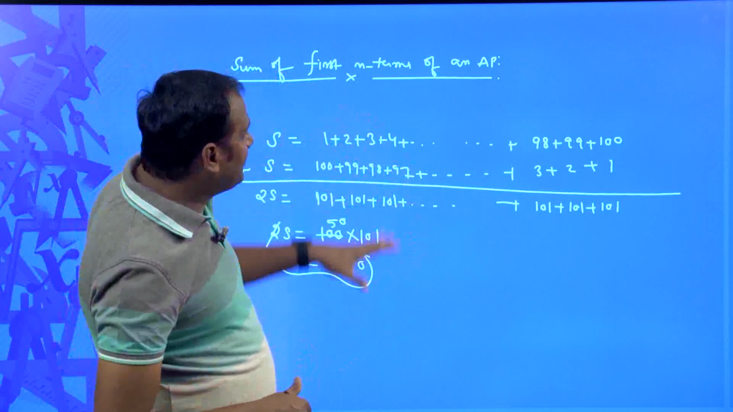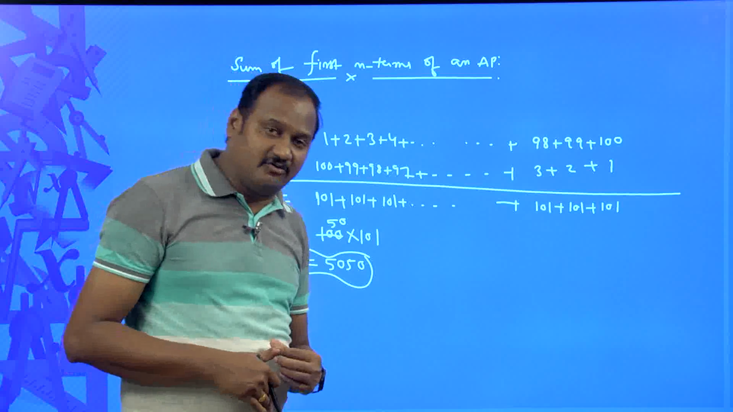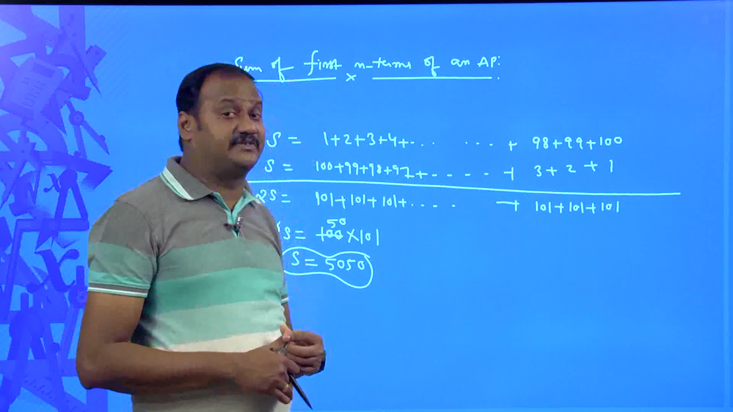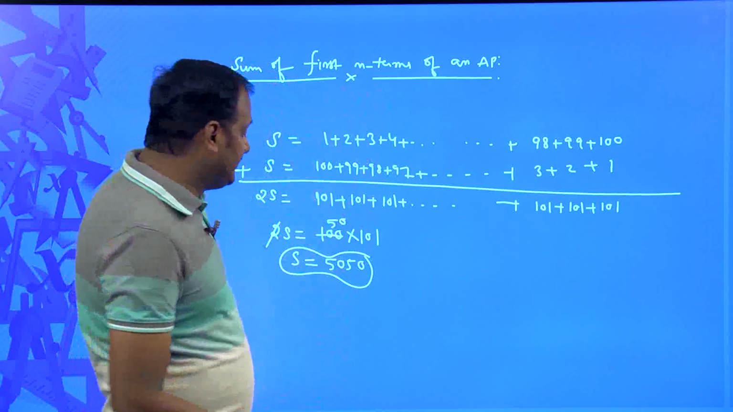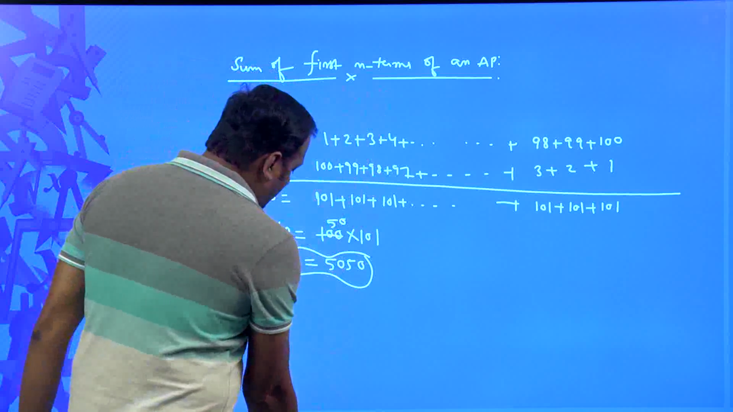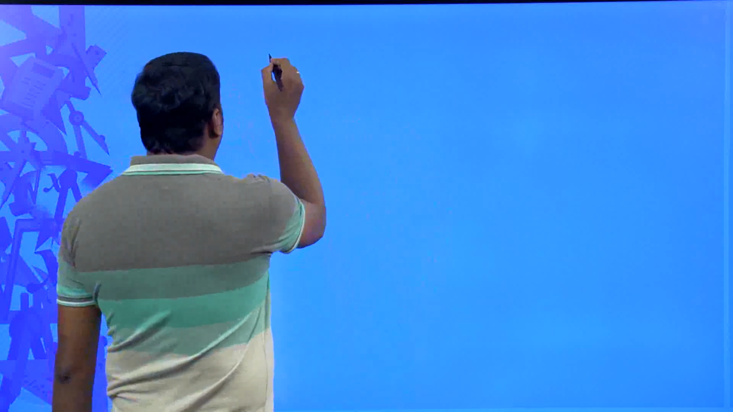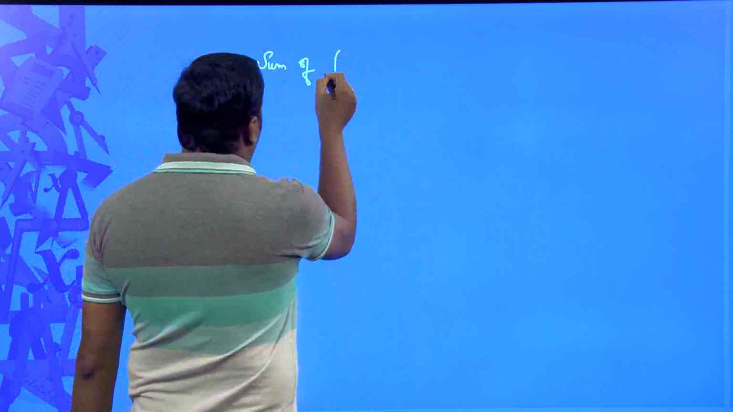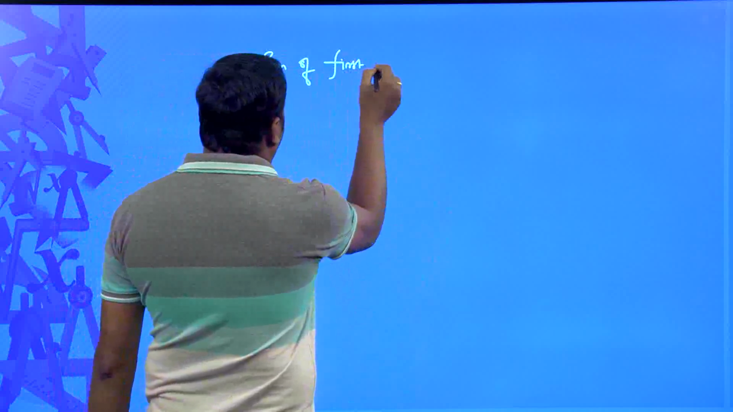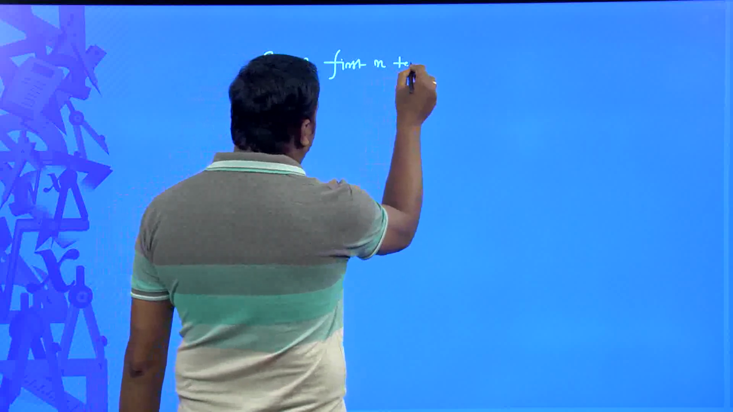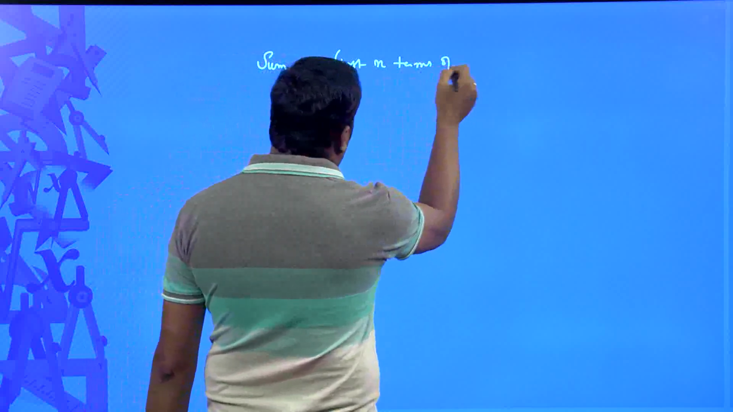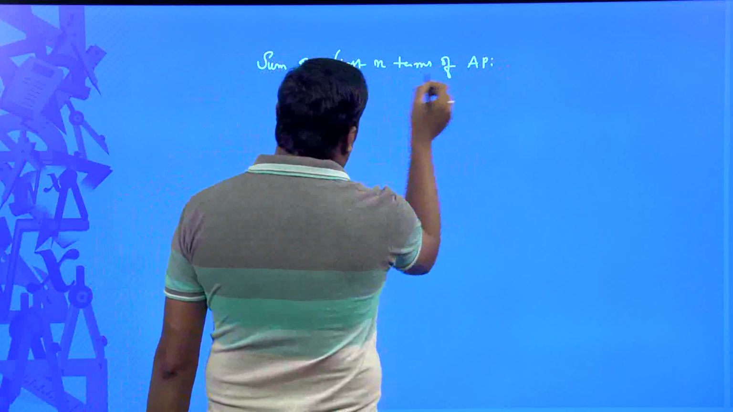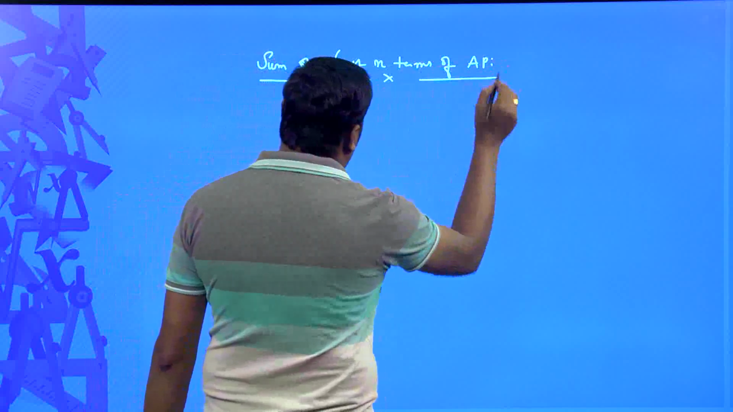The way that he followed, exactly we are going to follow to figure out the sum of the first n terms of an arithmetic progression. So, what is the sum of the first n terms of an arithmetic progression? That's what I am going to explain to you now. The concept that we are going to discuss is the sum of the first n terms of an arithmetic progression.